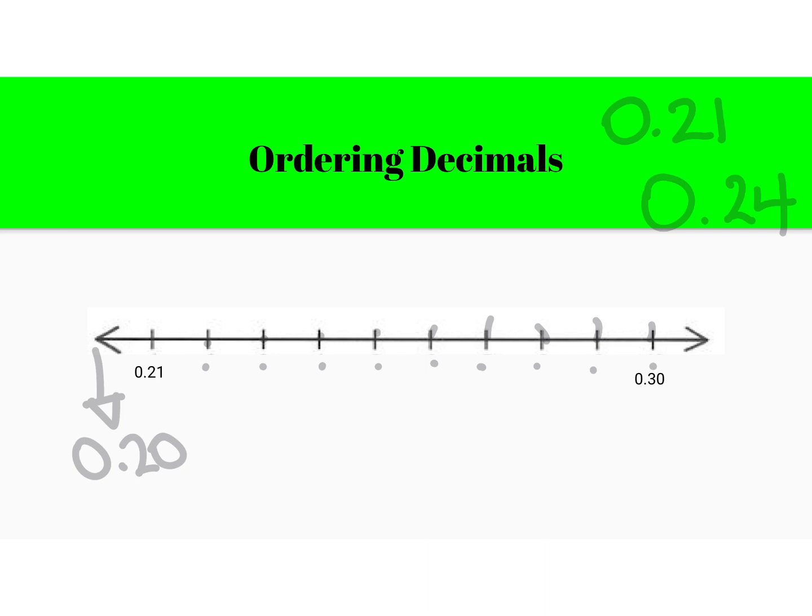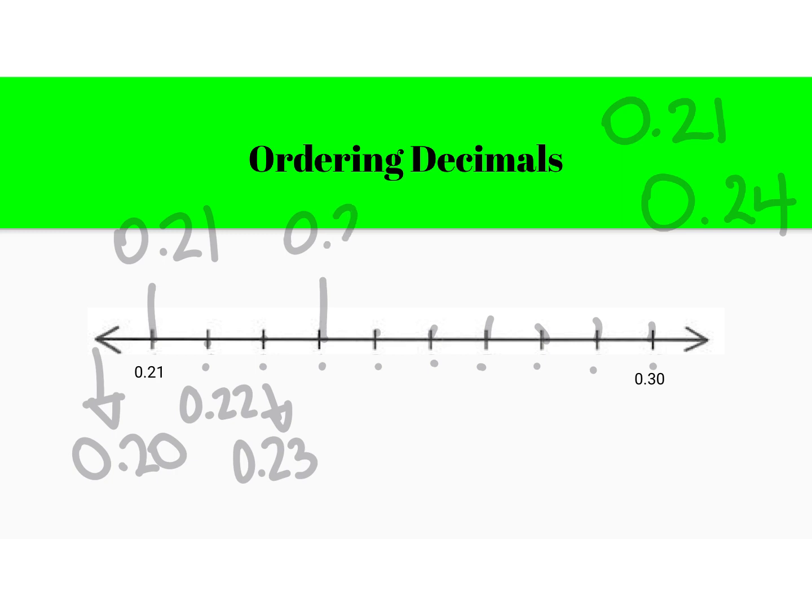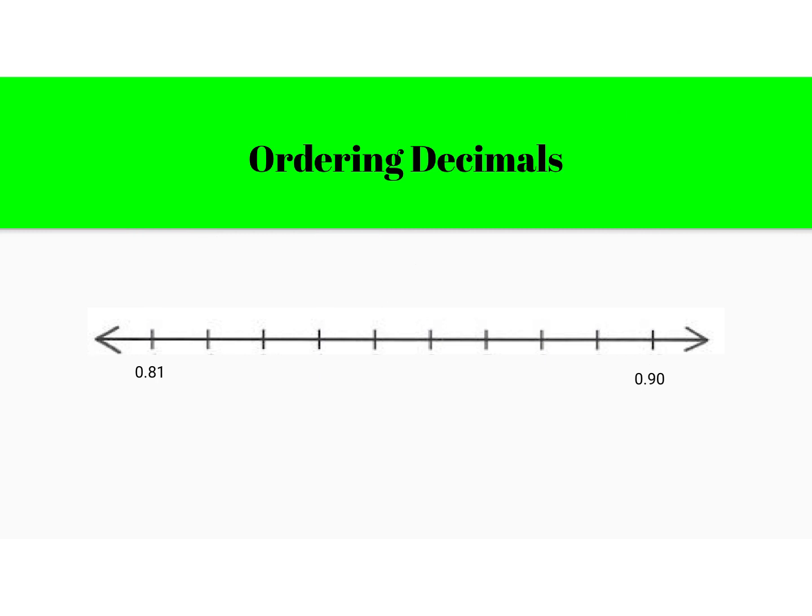So I could put 0.22 here, and I can label the next one as 0.23. I could keep going. But if I'm trying to plot 0.21 and 0.24, which we know is right here, which one is larger? The one that's further along on the number line is larger. So in this case, that would be 0.24, so we would put a symbol like this. So that's the way that you would do that. Let's look at something else.